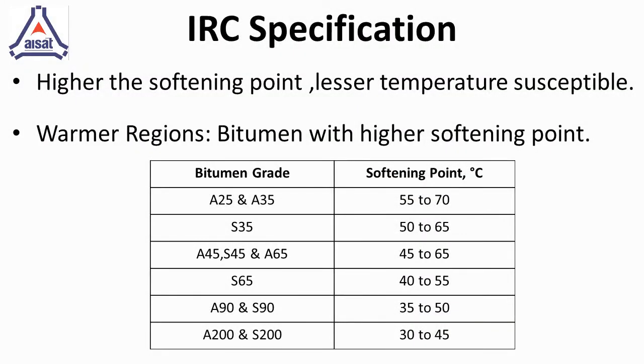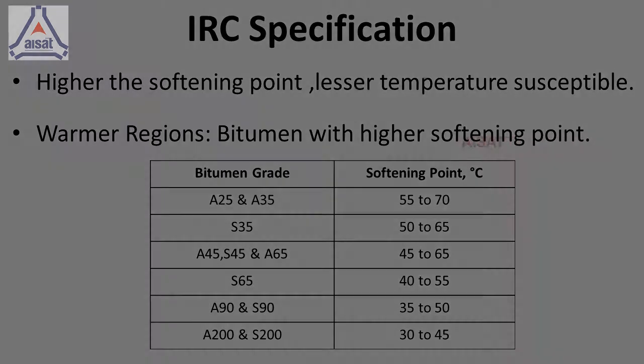This represents the IRC specification given in terms of the softening point of bitumen. The higher the softening point, the less temperature susceptible it will be. So in warmer regions, a bitumen with higher softening point is to be provided. If you see this table, you can make out A25 to A35 has a softening point between 55 to 70 degrees Celsius, whereas S35 has a softening point between 50 to 65, and so on. And for A200 and S200 it ranges between 30 to 45.